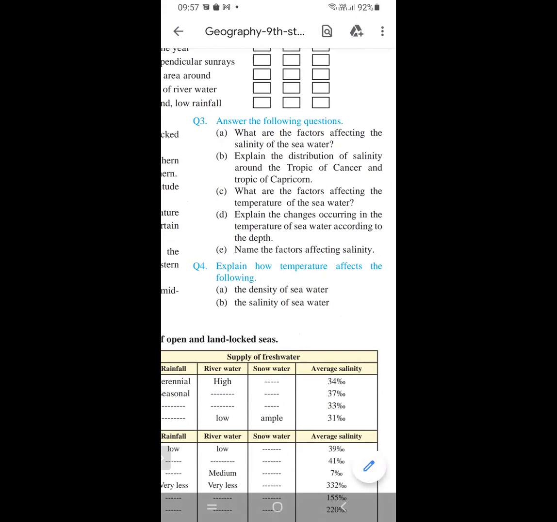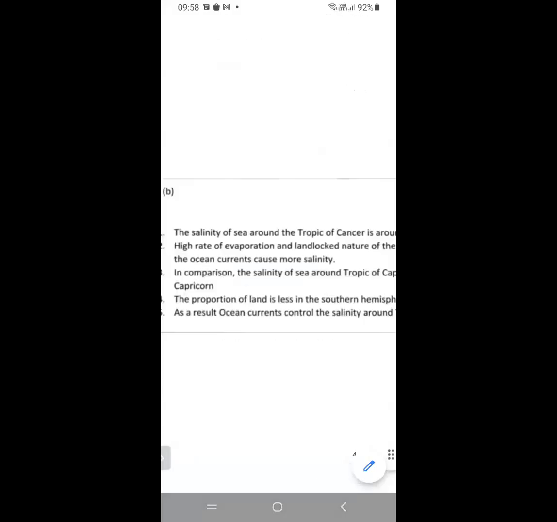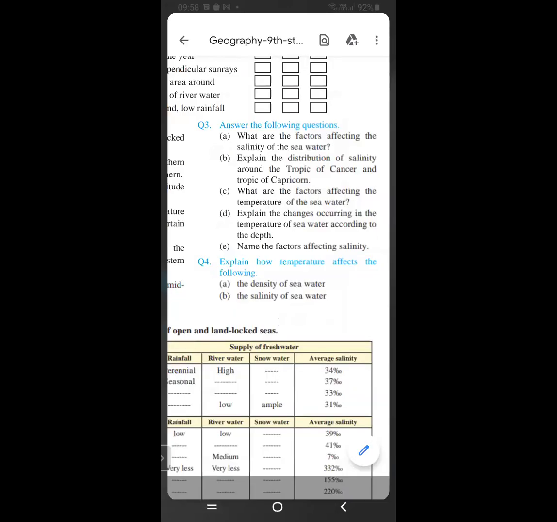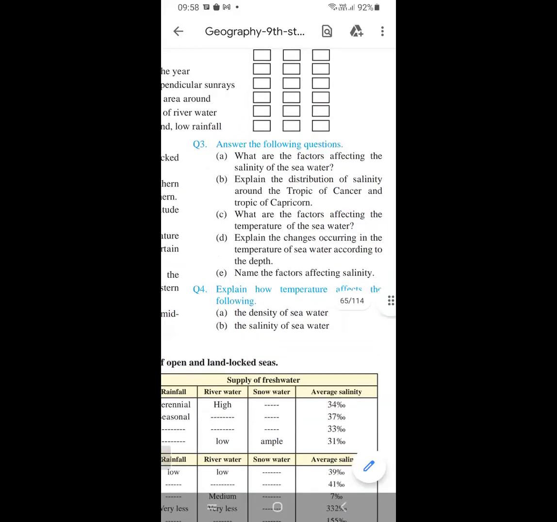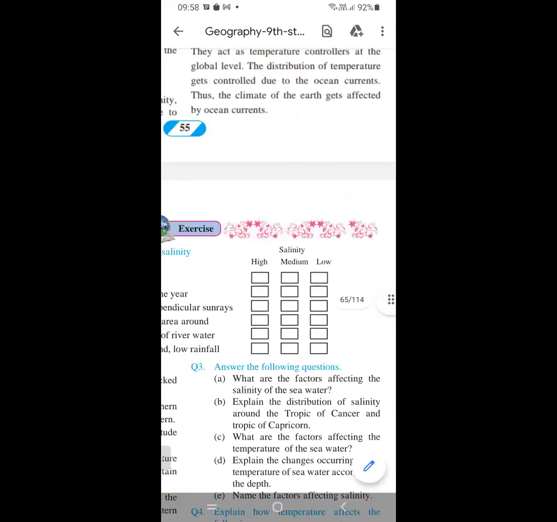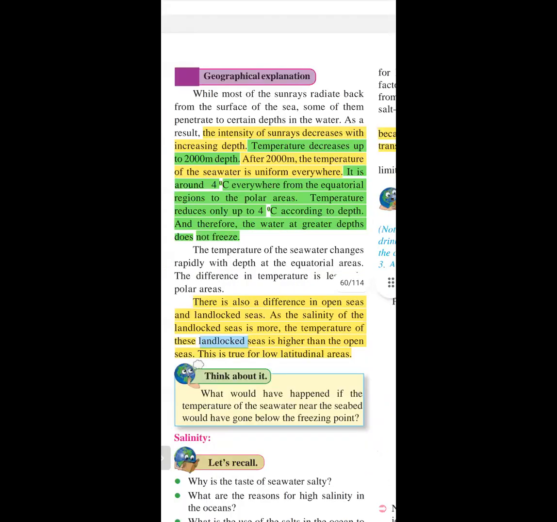Temperature of the seawater according to the depth. Yes, come, page number 51 only. Take page number 51. See, there is the paragraph, the geographical explanation. There is the second paragraph.